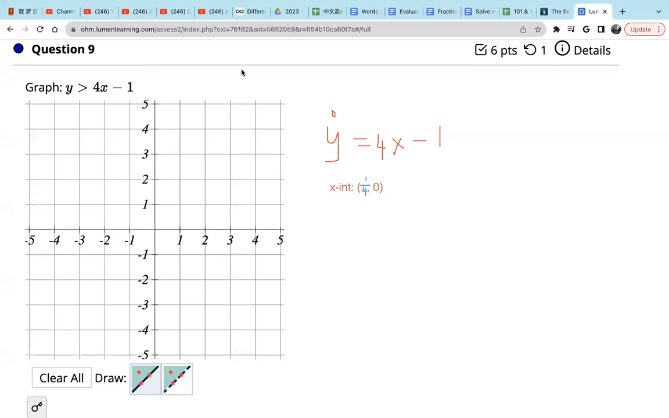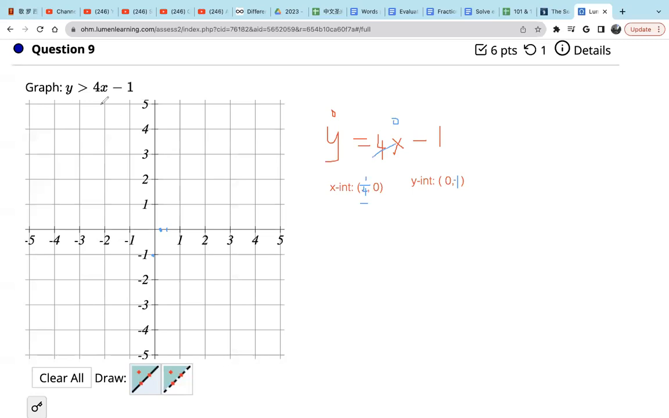Then we want to find the y-intercept. Y-intercept means x value is 0. We want to find the corresponding y. If x is 0, this term is gone, so y equals -1. Okay, we got 2 points, right? 1/4 and 0. So we have a point right here. Then 0 and -1 are here.